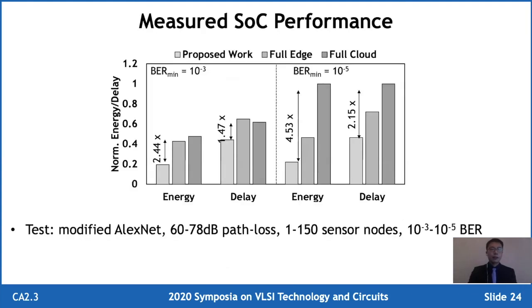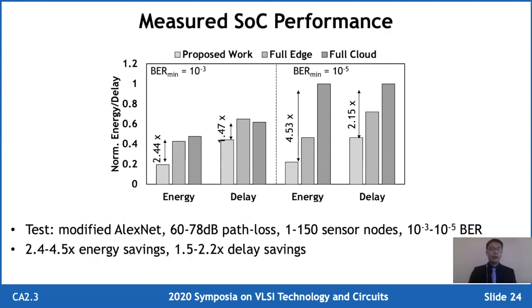And this is the measured system level performance. On the y-axis is normalized energy and delay. Our proposed work is compared with the baseline design of all edge computation and all cloud transmission. The test environment is a modified AlexNet, 60 to 78 dB path loss, 1 to 150 sensor nodes, and a bit error rate requirement from 10 to the -3 to 10 to the -5. And we've measured 2.4 to 4.5 times energy savings and 1.5 to 2.2 times delay savings on average.